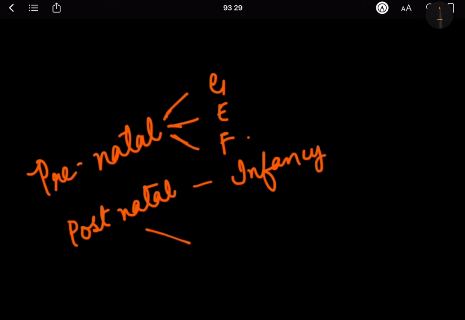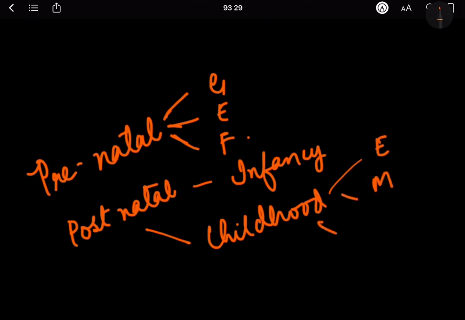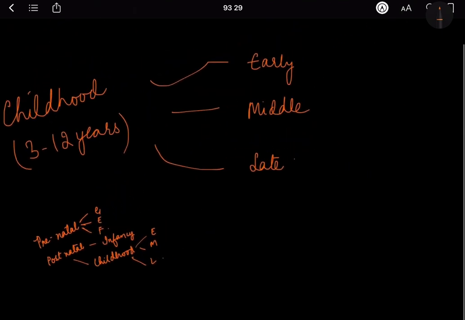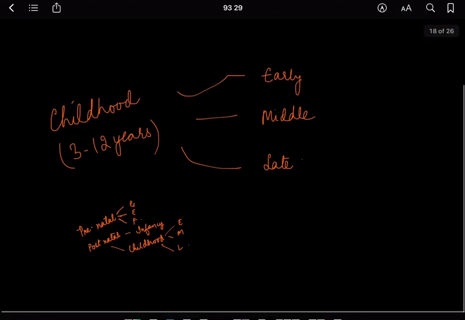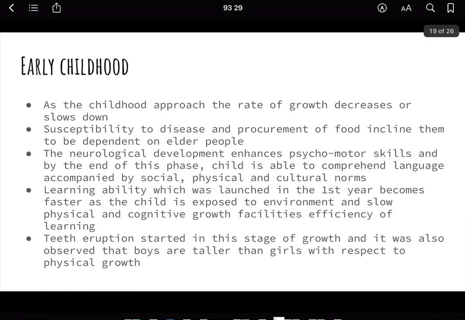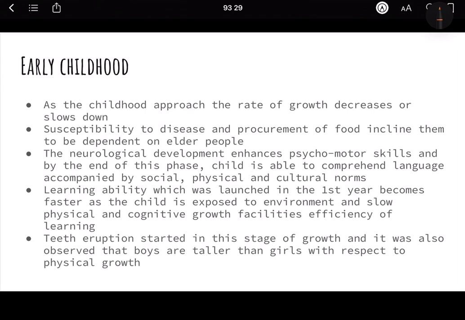Now we are doing childhood. Childhood mein there are 3: early, middle, and late childhood. So there are no doubts. ठीक है? I am hoping that there is no doubt. So let's start with the early childhood.